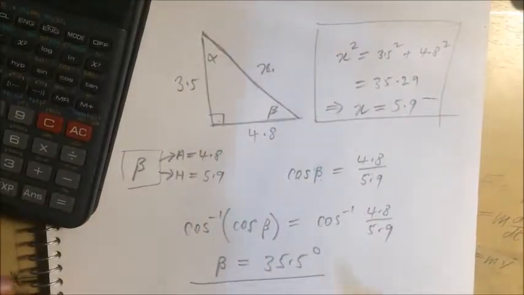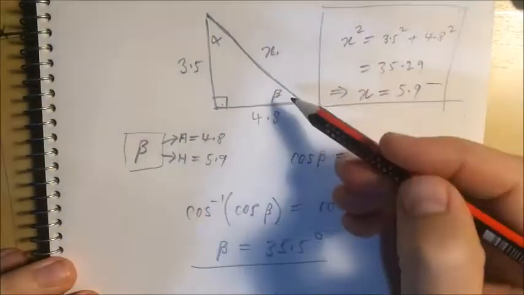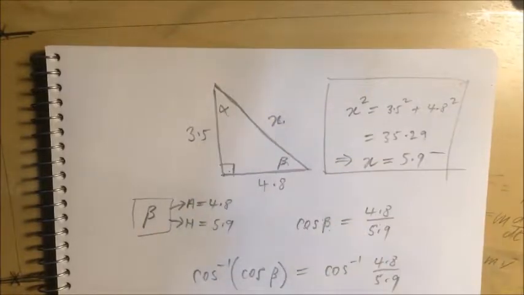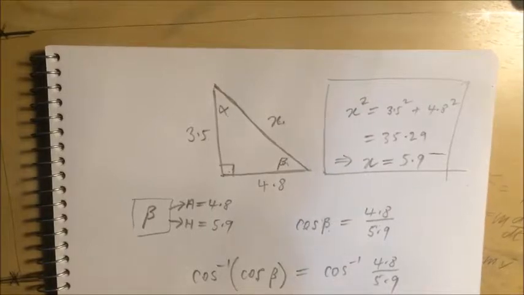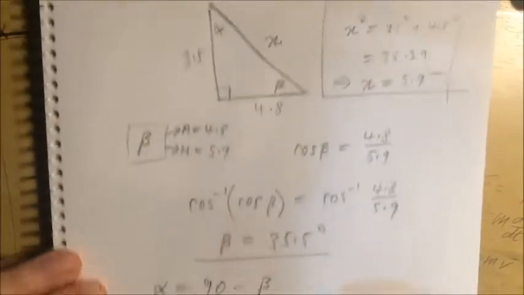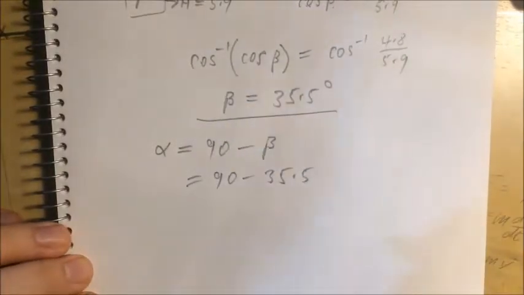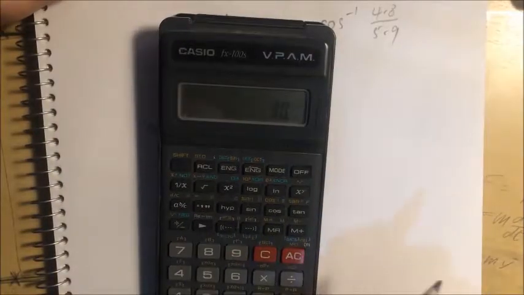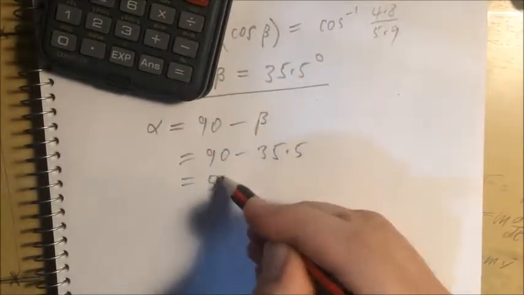35.5 degrees. Okay. Now that we know what beta is, we know that the angles add to 90, so we can just go alpha equals 90, take beta, which means it's 90, take 35.5 equals 54.5 degrees. And that's done.